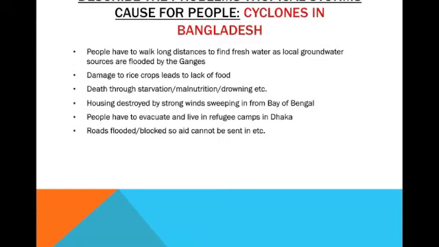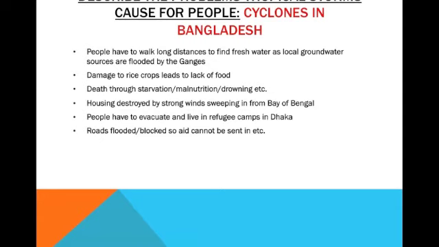What are some problems that tropical storms cause for people? And so this is the case study: cyclones in Bangladesh. Well, people have to walk long distances to find fresh water as the local groundwater sources are flooded by the Ganges, so it's obviously dirty. People have to walk long distances to find the fresh water that they want to drink because local groundwater sources are flooded by the Ganges.